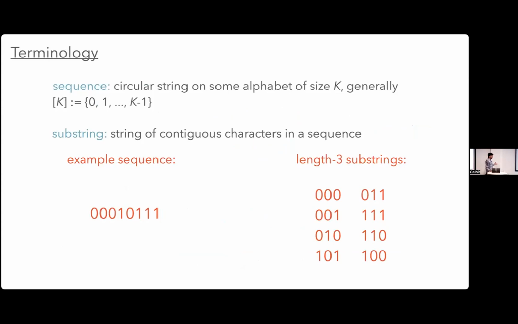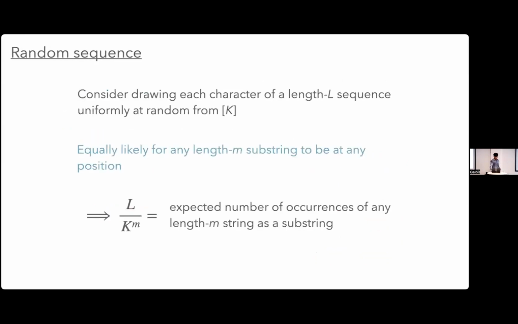Now, for the remainder of this talk, when I use the word sequence, I'll mean a circular string on some alphabet of size k. That alphabet will always be an alphabet of integers between 0 and k minus 1 inclusive. Sometimes I'll just call it the alphabet k, but I'll always refer to it as k enclosed in these brackets. When I use the word substring, I'll mean a string of contiguous characters in a sequence. An example sequence is on the left, it's of length 8, and all 8 of its length 3 substrings are on the right. Talking about circular strings here.